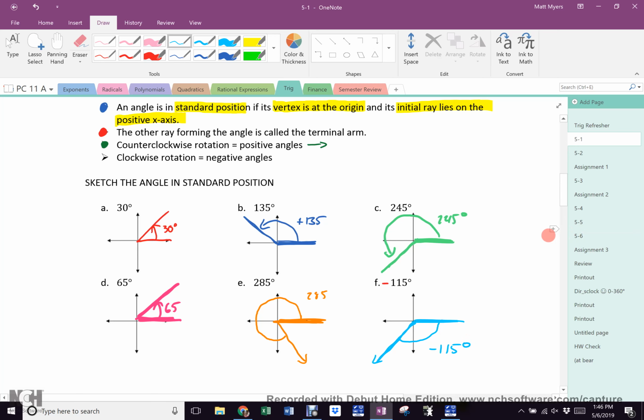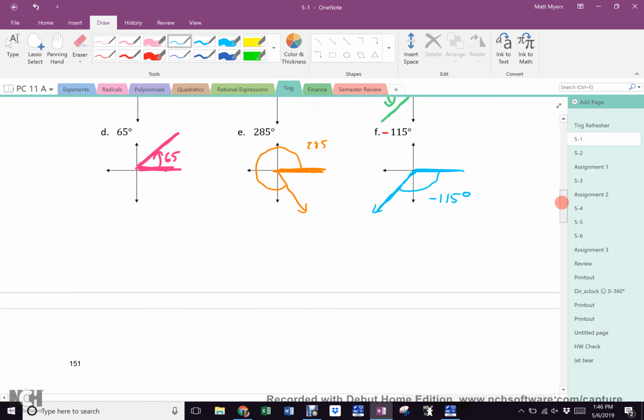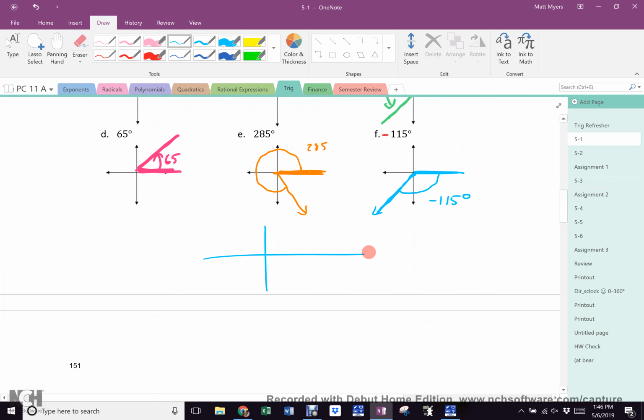Everyone can do it? I think you're liars. Down at the bottom, give me negative 192 and give me positive, on the same graph, positive 168. Go. What was the first one? Negative 192 and positive 168, which I will do in pink.